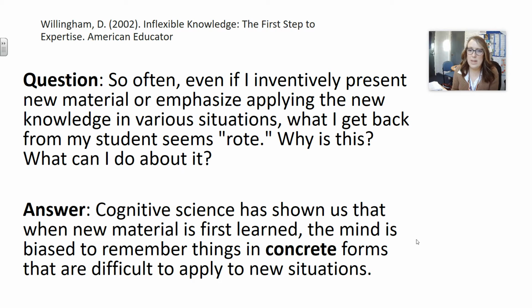Well, in his paper, Willingham tries to address the fact that cognitive science shows us that when new material is learned, the mind is biased to remember things in really concrete terms. They are then difficult to apply to new situations. So I can see the benefits. I can understand why the human brain has developed this way, because having concrete, really finite things that you've learned immediately is going to be more readily applicable to perhaps the situation that you're immediately in. So there's a survival aspect to that, I would imagine. But we want, for our sophisticated thinkers, to be able to move to a point where they've got not just concrete knowledge, but abstract knowledge that they can also readily apply in new situations.